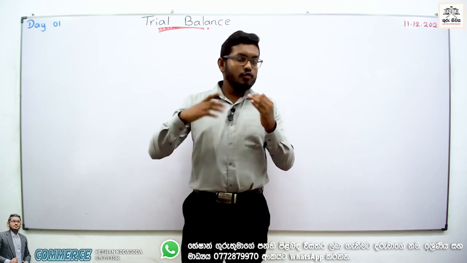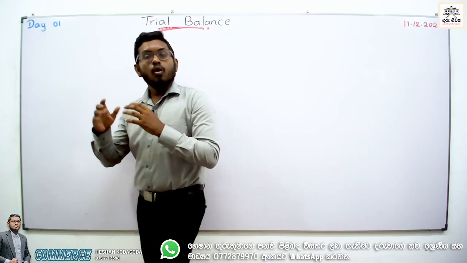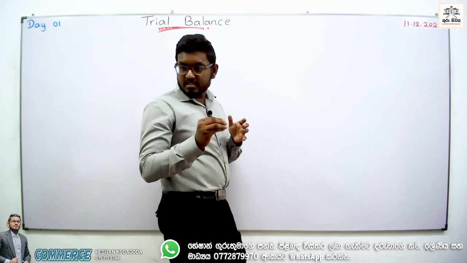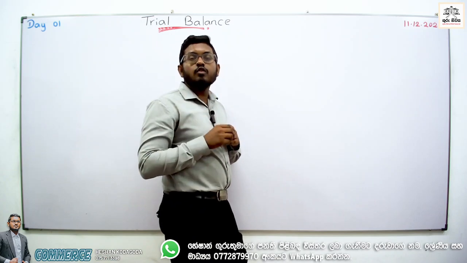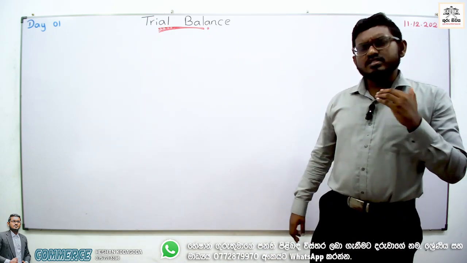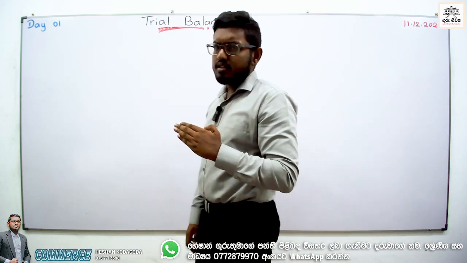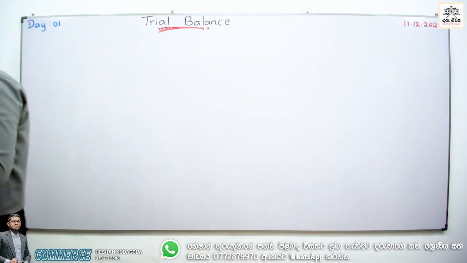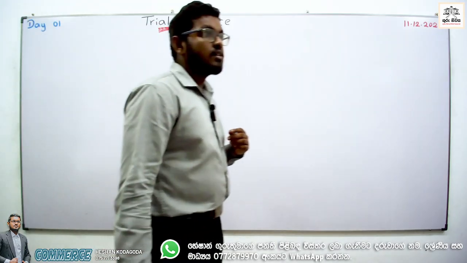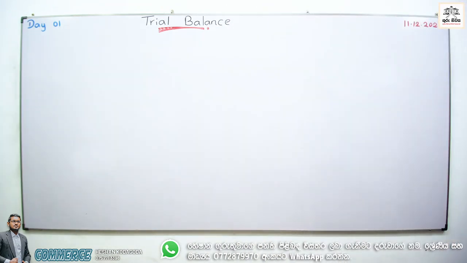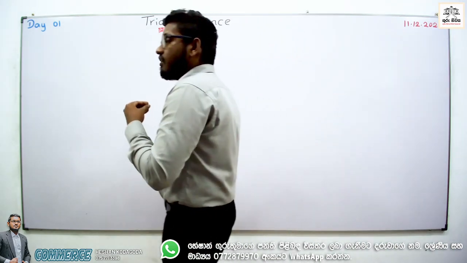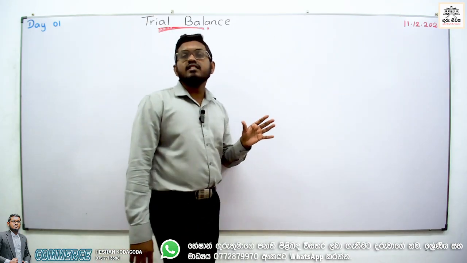Understand? So when it comes to the general journal, now you know the purchase journal. What is the source document for the purchase journal? Purchase invoice. What is the source document for the sales journal? Sales invoice. So when it comes to the general journal, what is the source document? Anyone? Journal voucher. Journal voucher. So what are the transactions we record in the general journal?